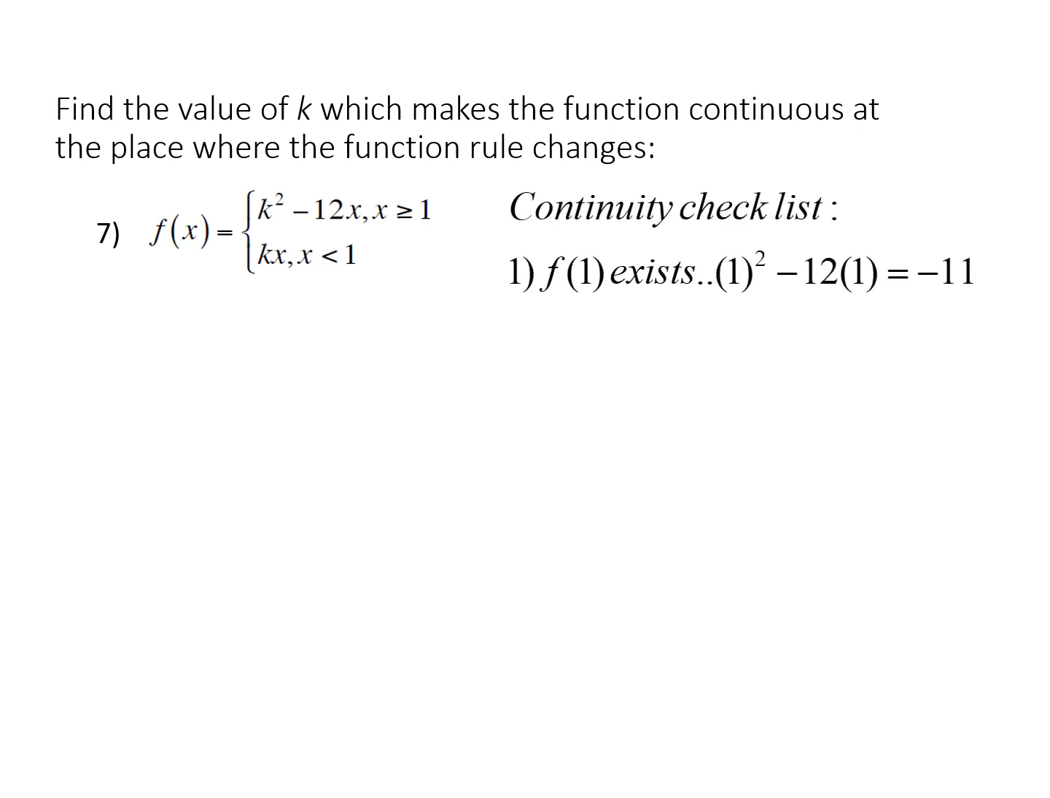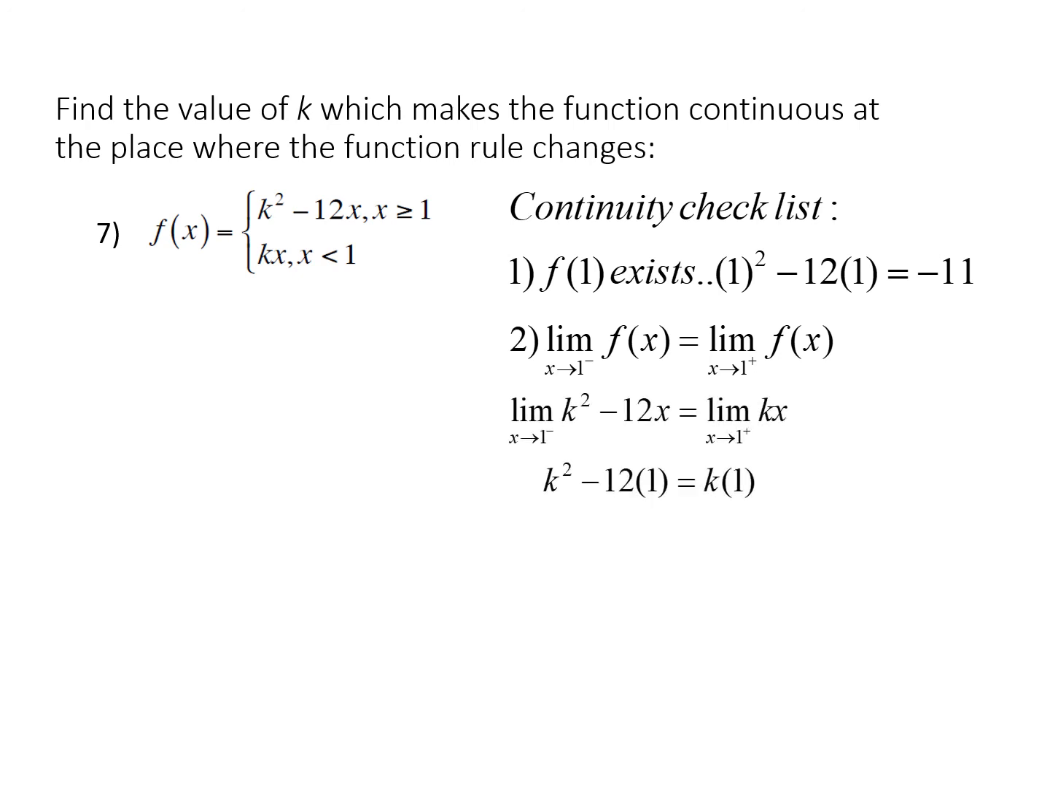Okay, first, make sure the function exists at the rule change. It happens to be 1 again, similar to our example 5. So when I substitute in 1, I get negative 11 out. Our next step is to force the left-sided and right-sided limits to be equal as x approaches 1 from the left and right. So I'm going to substitute back in the branches. The limit as x approaches 1 from the left is k squared minus 12x, and the limit as x approaches 1 from the right is k times x.